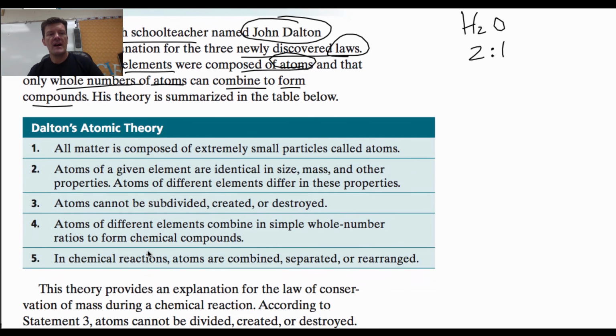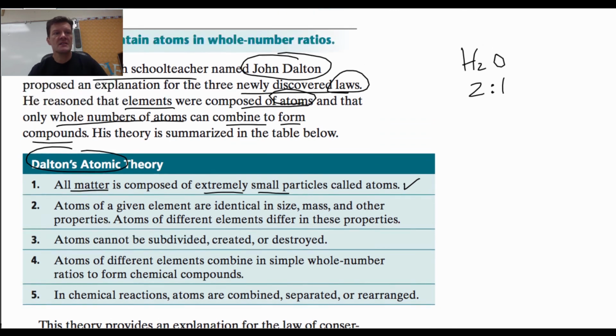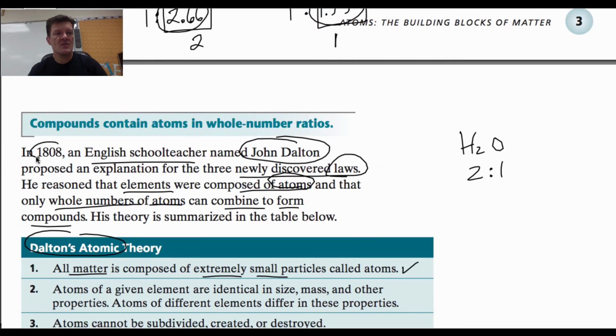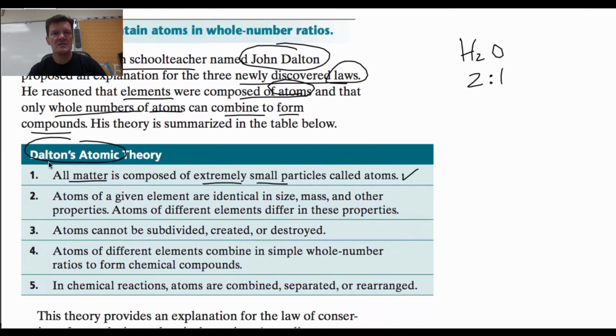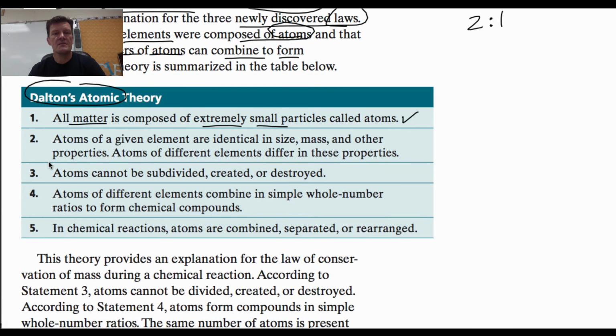Here are 5 ideas that he came up with, and you must know these for Dalton's atomic theory. 1, all matter is composed of extremely small particles called atoms. That is still true. Okay, way back in 1808, and this is still true today. We have not disproven that.